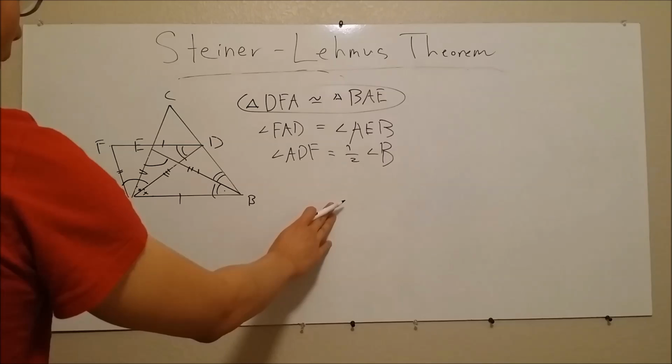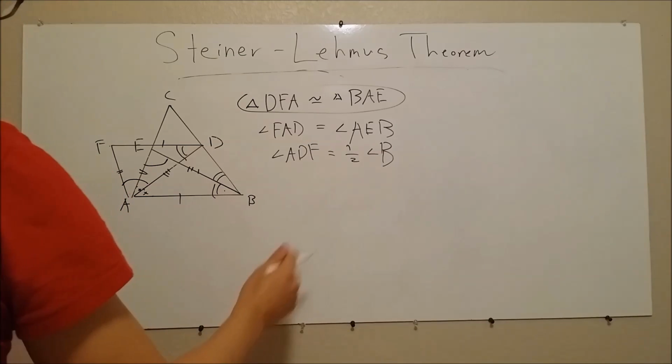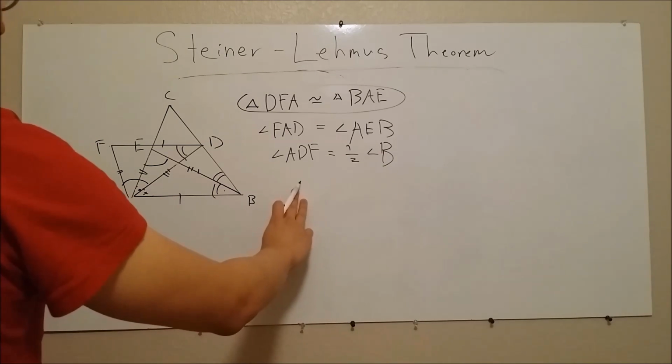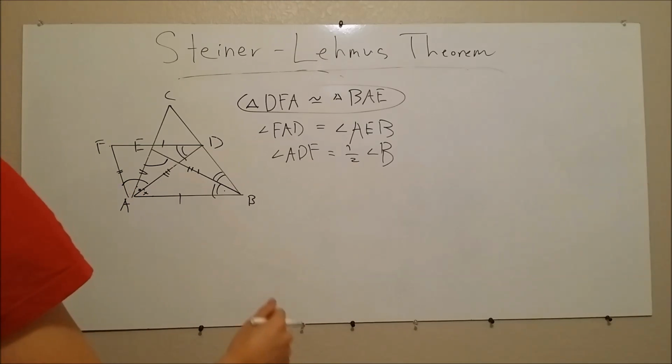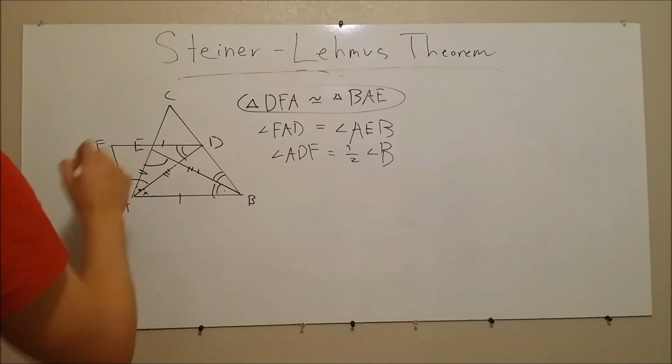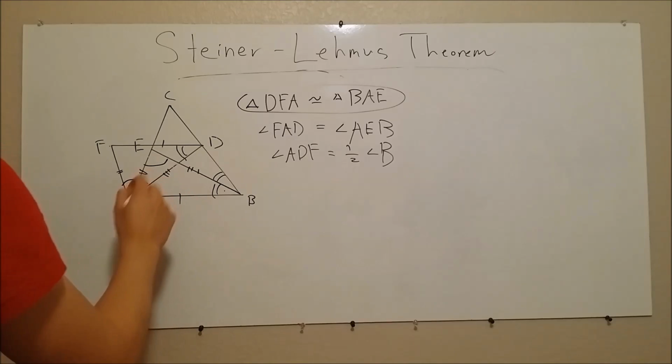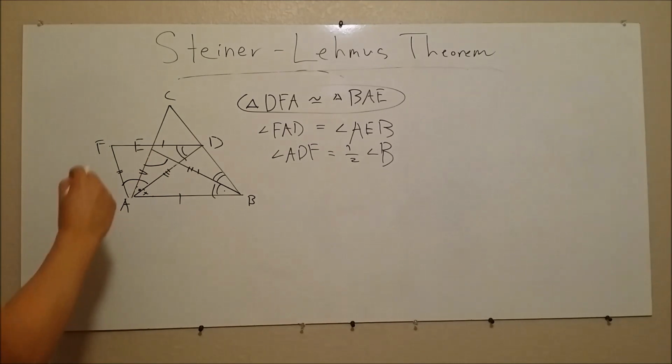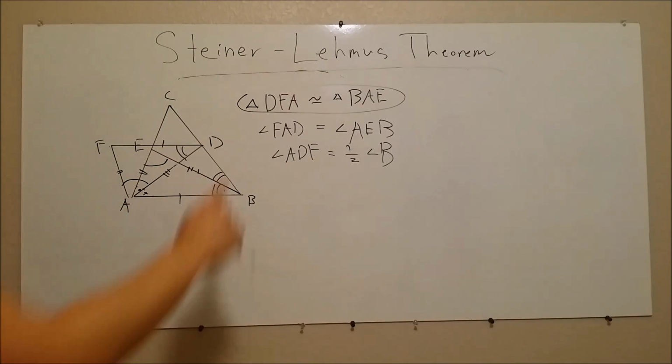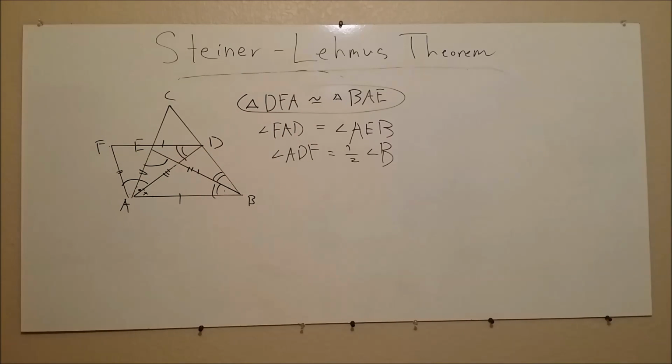So that's why we have angle ADF is equal to half of B. Because this is opposite side AF, and this is opposite side AE, and AF is congruent to AE in our triangle there. So that means these two angles are equivalent.